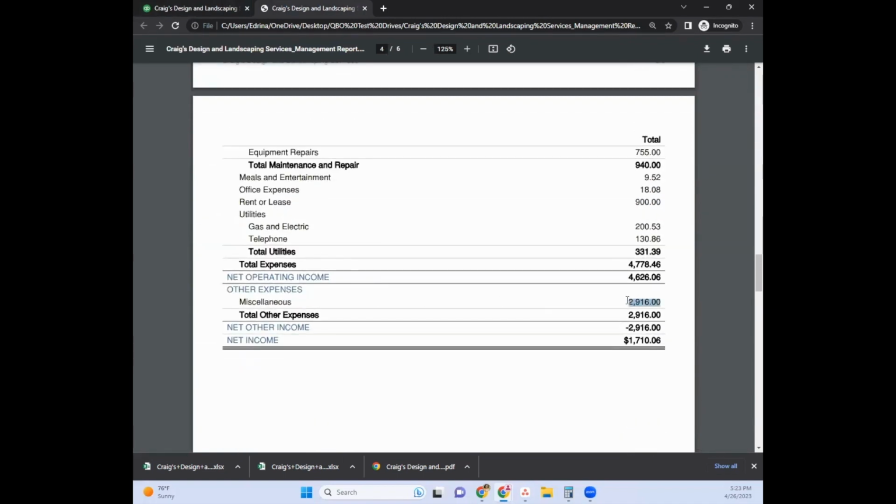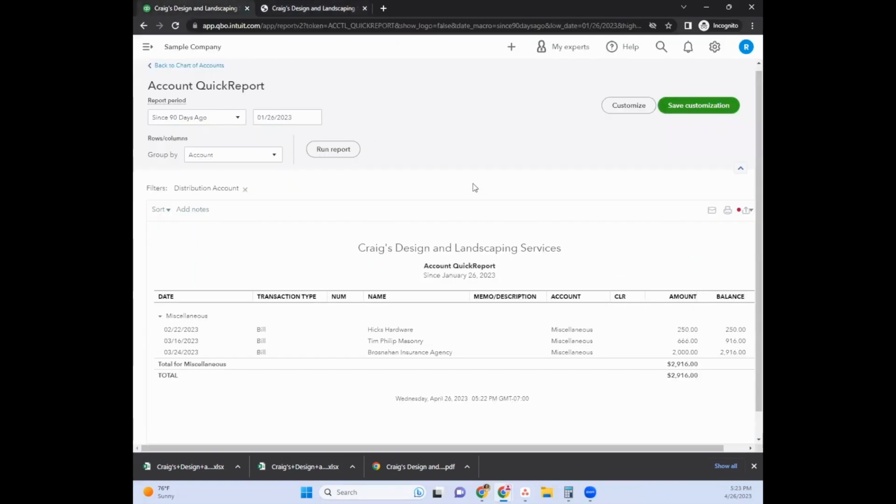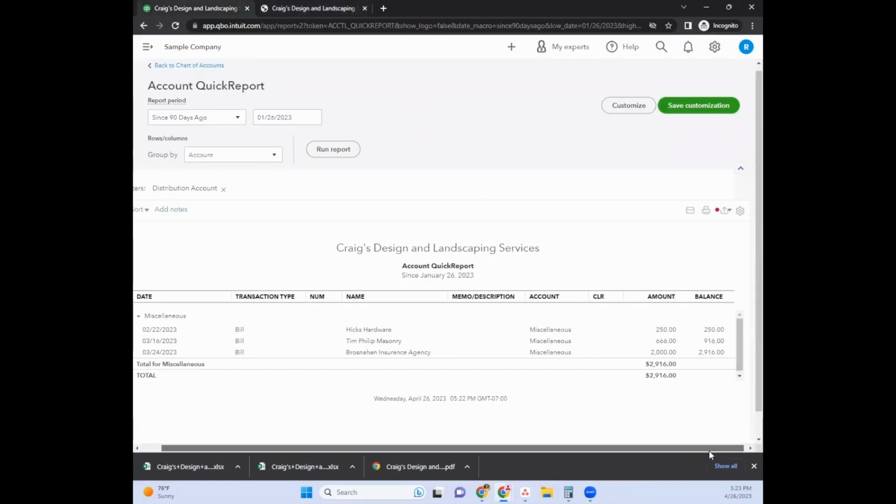And if that is the case, then you can actually make a subcategory for whatever type of insurance it is, workers' comp or otherwise. So that would be my one recommendation if I was talking to this person as my client. There's Tim Phillip Masonry and then Hicks Hardware.